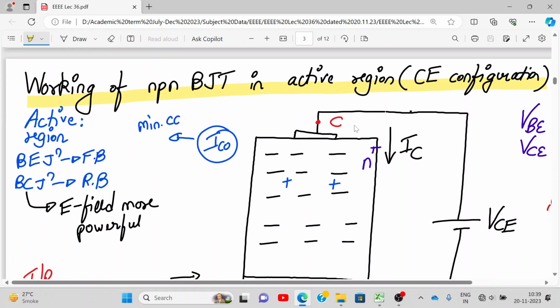Okay? Can I begin? Everyone ready? Now, please concentrate, or else you will miss out on this. The first thing, in the active region, you have written, right? So in the active region, what are the two conditions satisfied? Base emitter junction should be forward bias and base collector junction should be reverse bias. Correct?